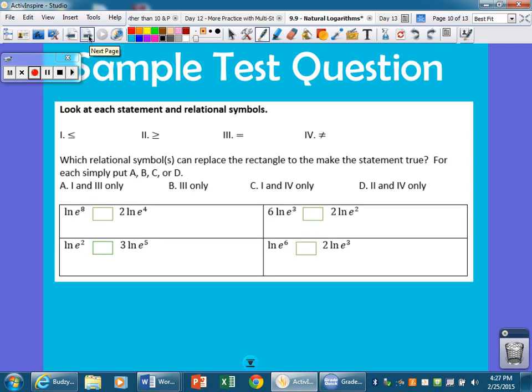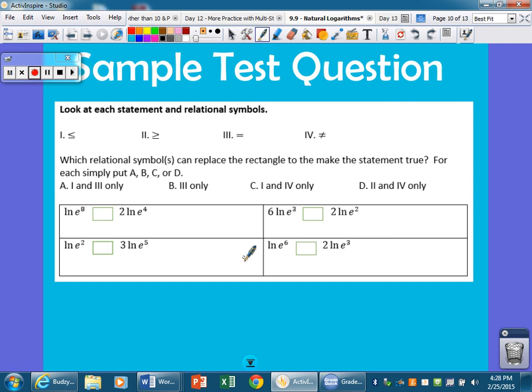Okay, this part is on the test. There's one question on the test like this, and it's making comparisons, and I thought it was a really good question. It's also probably going to be on the park. So the first, it says, look at the statement and the relational symbols. Relational symbols just means we have less than or equal to, greater than or equal to, and not equal to. Which relational symbol or symbols can replace the rectangle to make the statement true? For each, simply put A, B, C, or D. This is not multiple choice. You put the actual answer in there.